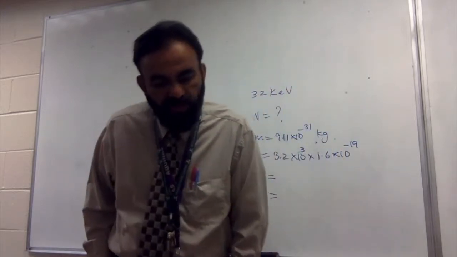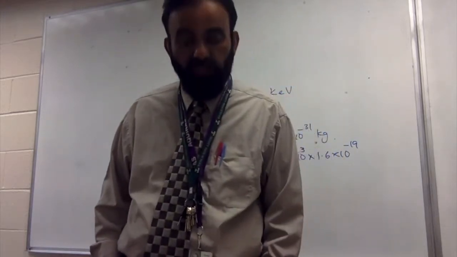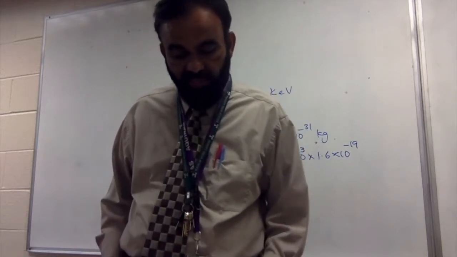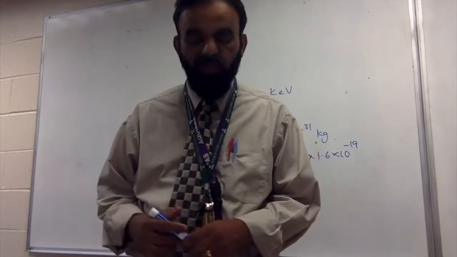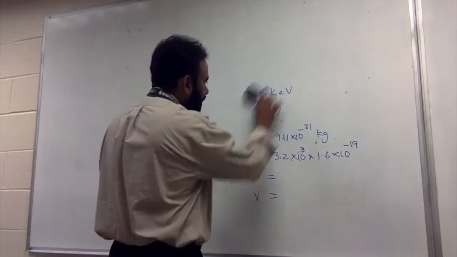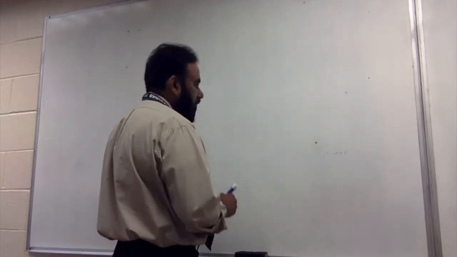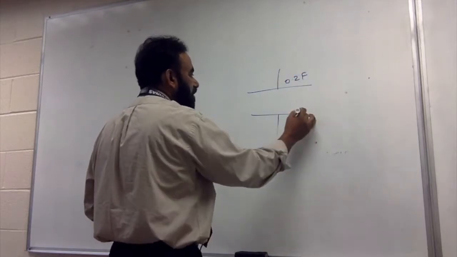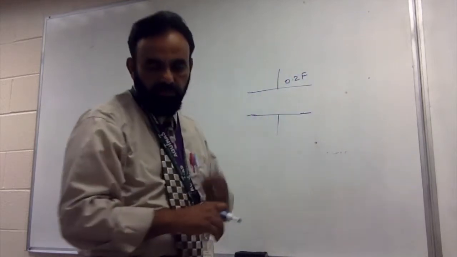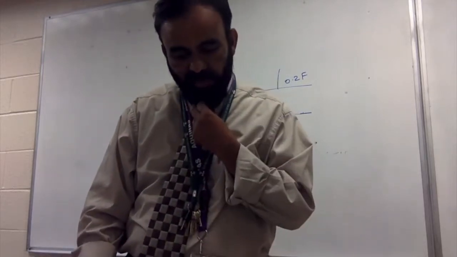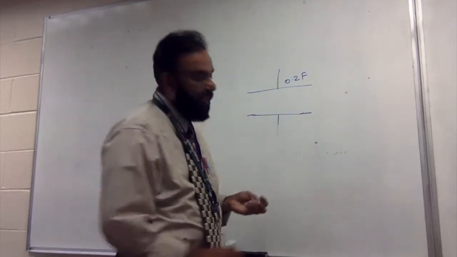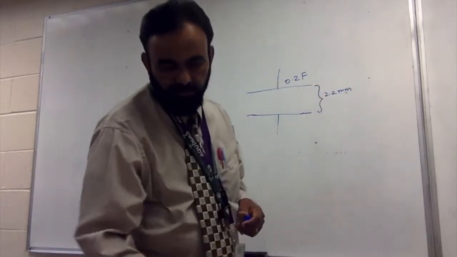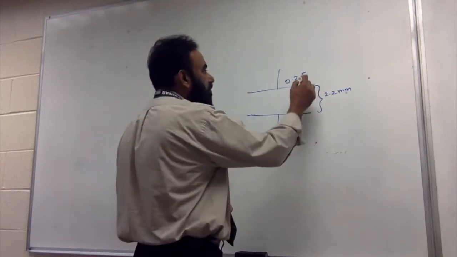A 0.2 farad capacitor is desired. What area must the plates have if they are to be separated by a 2.2 millimeter air gap? A 0.2 farad capacitance is required. What area must the plates have if they are to be separated by 2.2 millimeters?